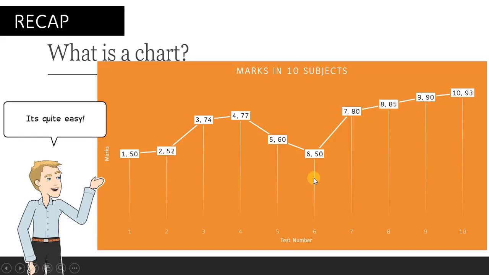This is a line chart. A quick look will suggest that the student has improved over time. Look at the line from left to right. The line is going upward. In this chart, the upward line movements show improvement in student performance over time. In test 1, that student got 50 marks, whereas in test 10 student has secured 93 marks. It's quite easy.